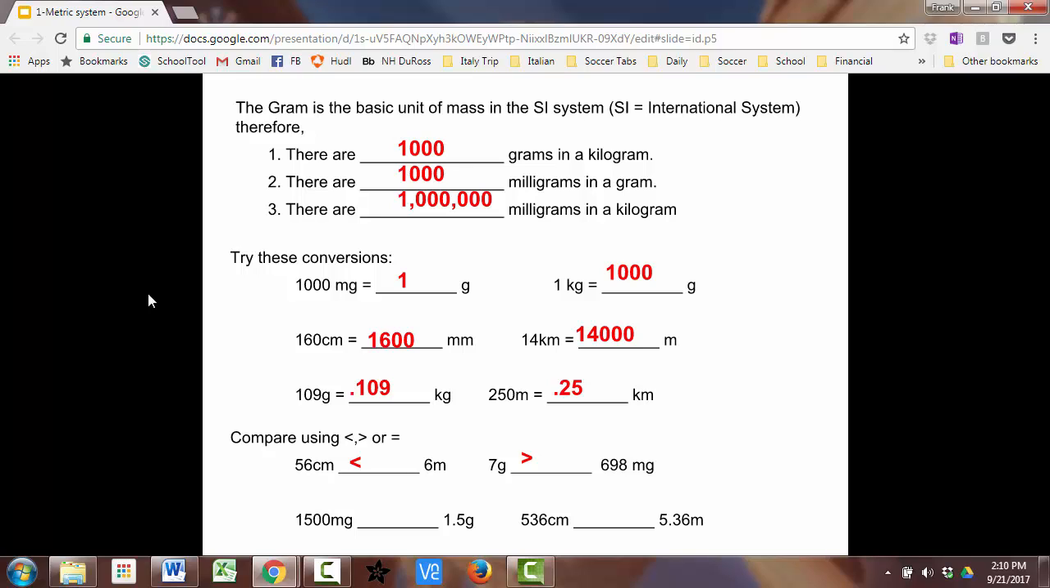1,500 milligrams versus 1.5 grams. Are you going to tell me how they compare, Joey? Less than. No? Chloe? Greater than. No? Kira? Equal. They're equal. 1.5 grams, if we move it to the right 3 places, is 1,500 milligrams. How did he move it? Oh, 3 places, because milli to grams. Yep.